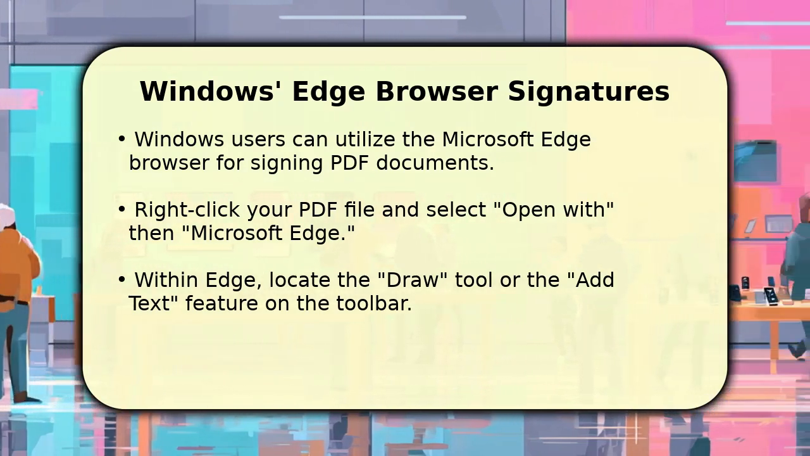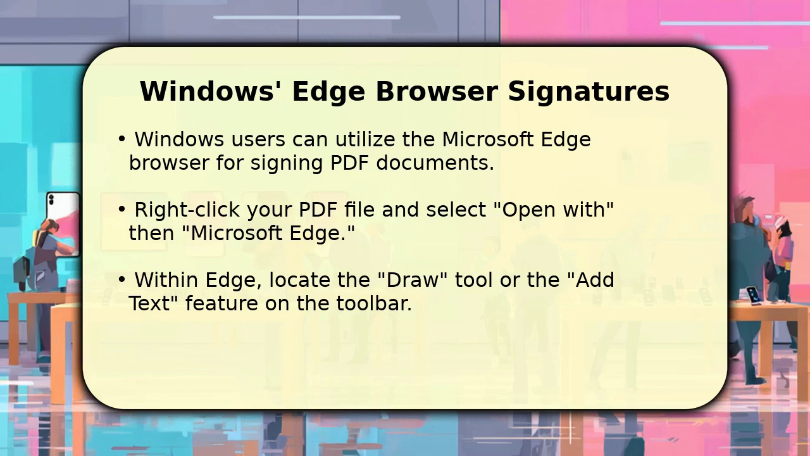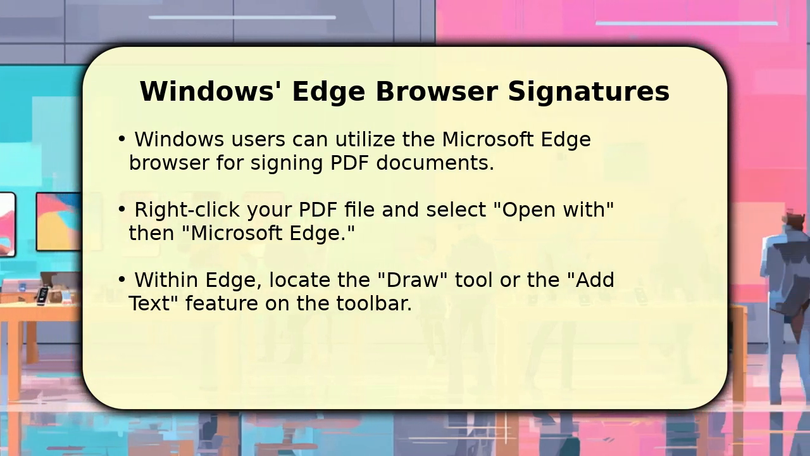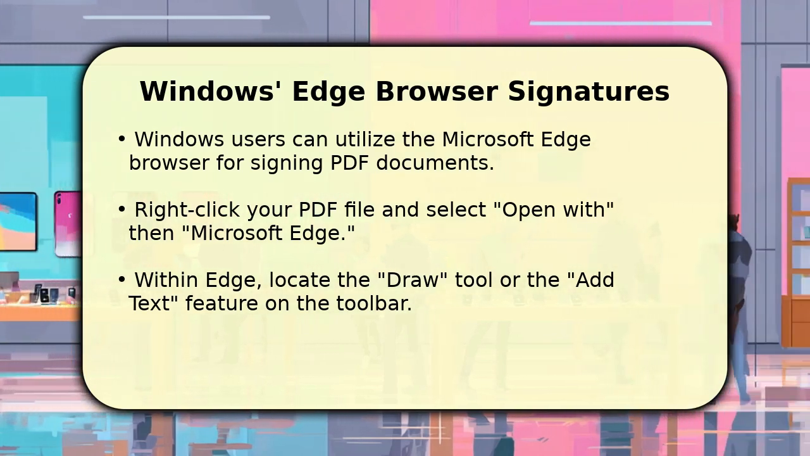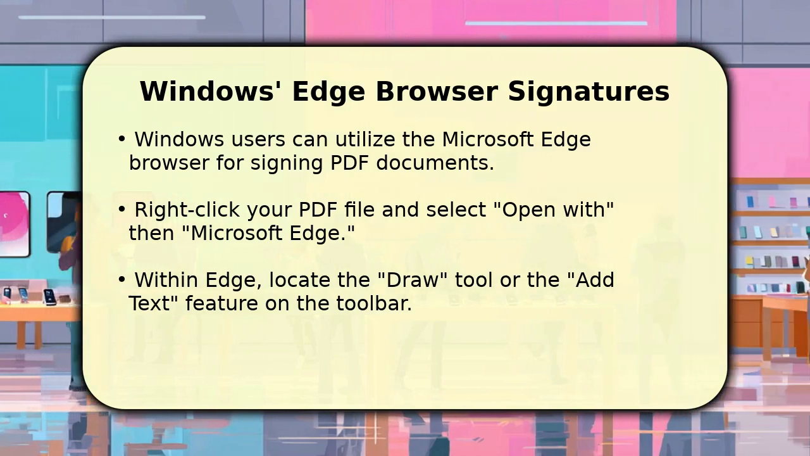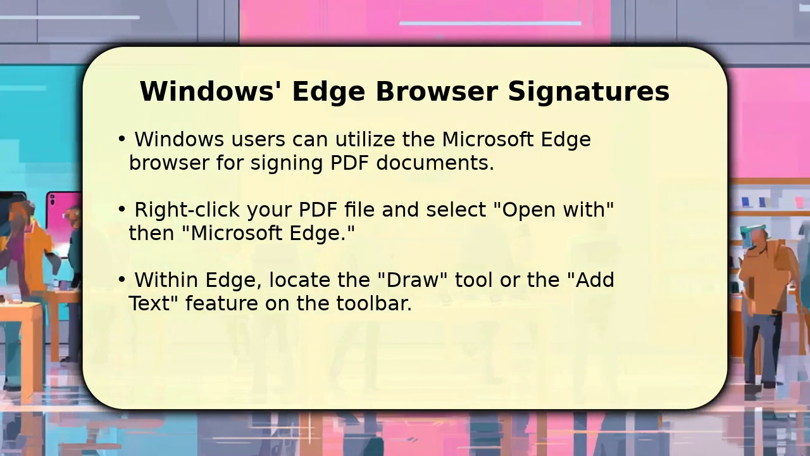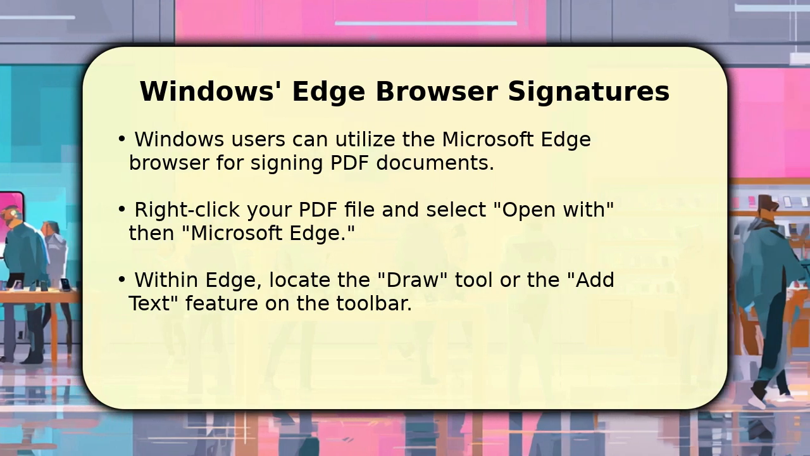You can use your mouse or a stylus to draw your signature, or simply type your name and adjust its appearance. After placing it where needed, click the Save icon to ensure your signed document is properly stored.